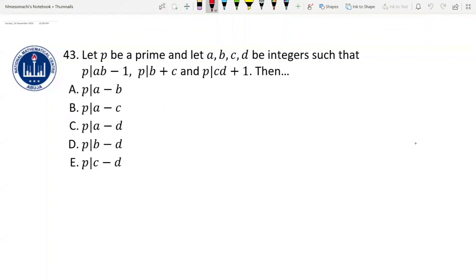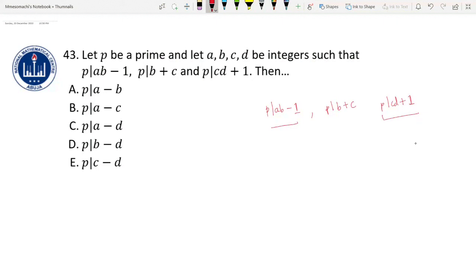Okay, so let P be a prime, and let A, B, C, D be integers such that P divides AB minus 1, P divides B plus C, and P divides CD plus 1. So now, looking at this first division and the last division, what do we have?